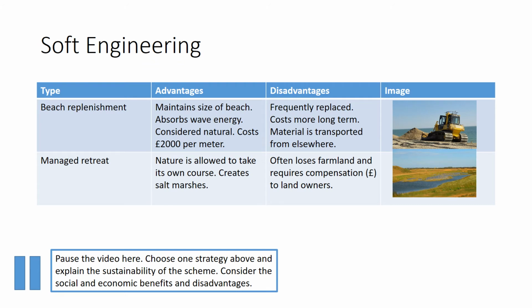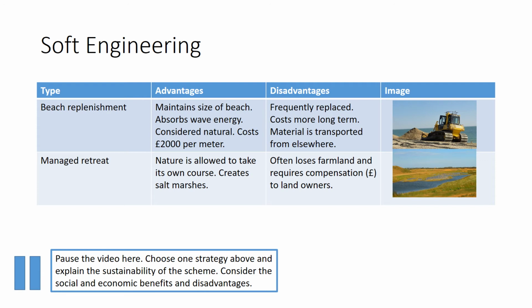So there are a few different soft engineering strategies, and 2 of them on the screen. Beach replenishment maintains the size of the beach, which is good at absorbing wave energy and is considered to be attractive and natural. It costs about £2,000 per metre.